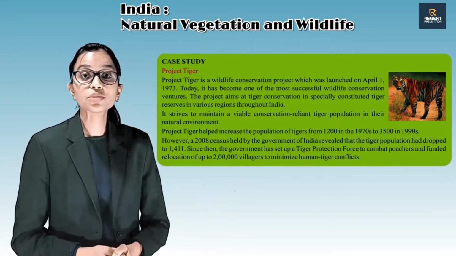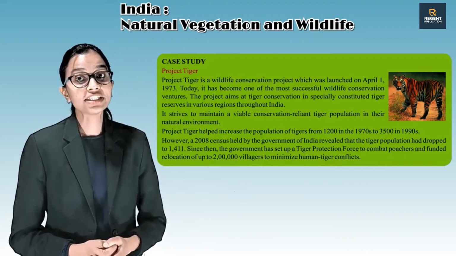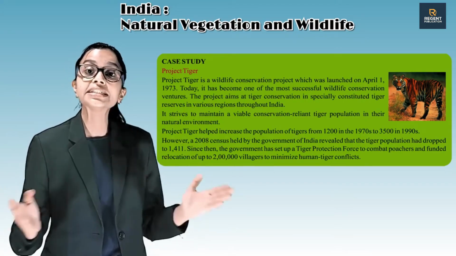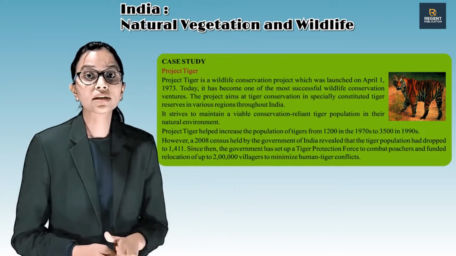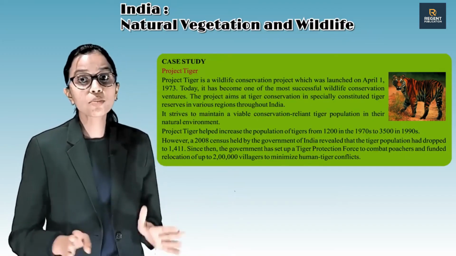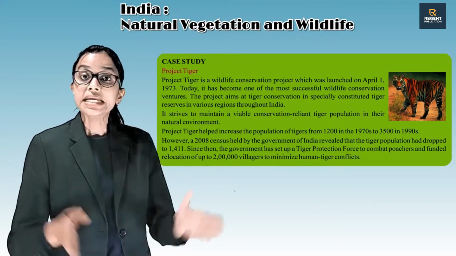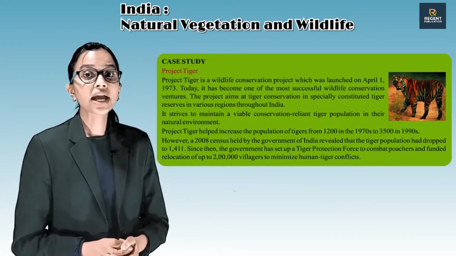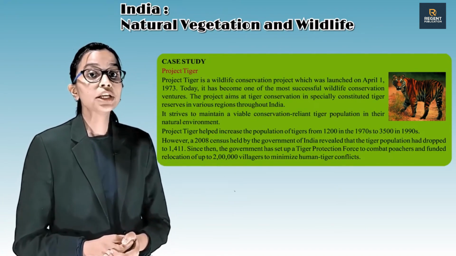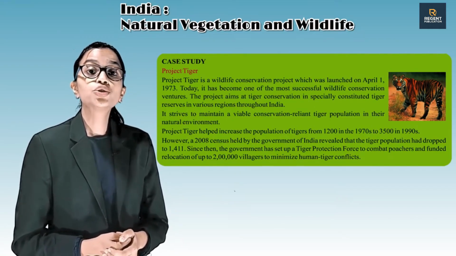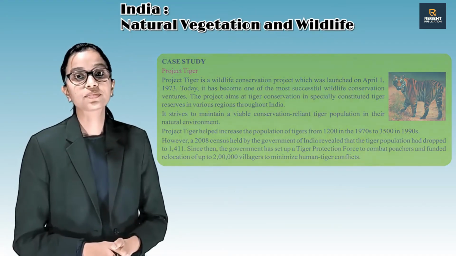Project Tiger helped increase the population of tigers from 1200 in the 1970s to 3500 in the 1990s. However, a 2008 census held by the Government of India revealed that the tiger population had dropped to 1411. Since then, the government has set up a tiger protection force to combat poachers and funded relocation of up to 2 lakh villagers to minimize human-tiger conflicts.